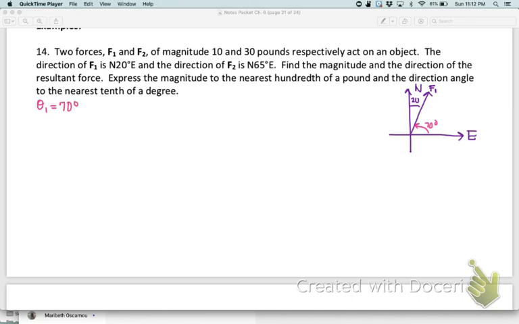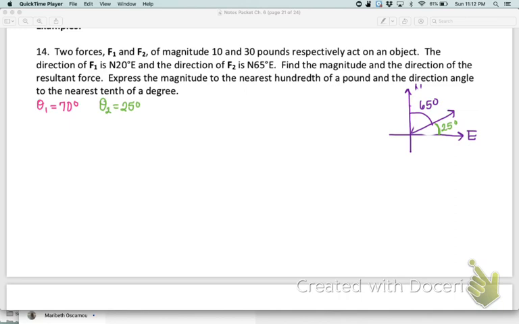Now, if we think about the next one, it's north 65 degrees east. Let me take these out of here. North 65 degrees east is going to be more like this. So if we subtract from 90, that gives us 25 degrees for the angle in standard position. So that's going to be theta 2 that goes with the second force, 25 degrees.